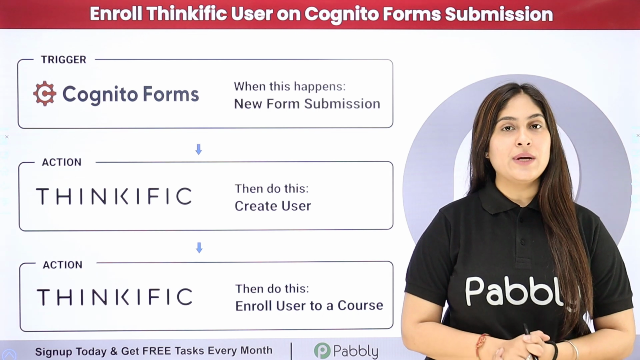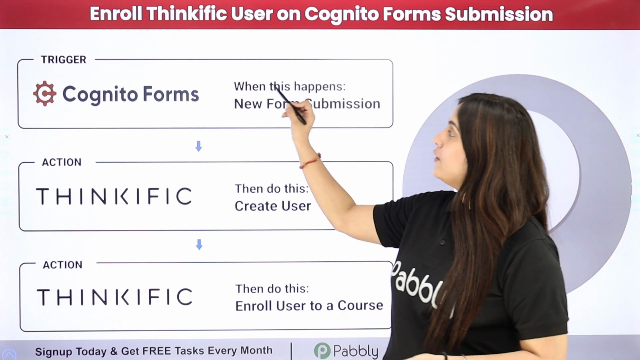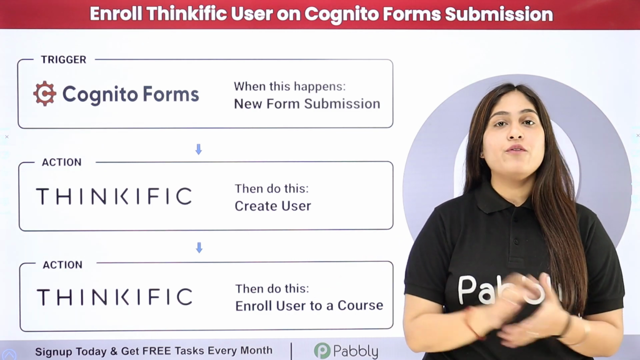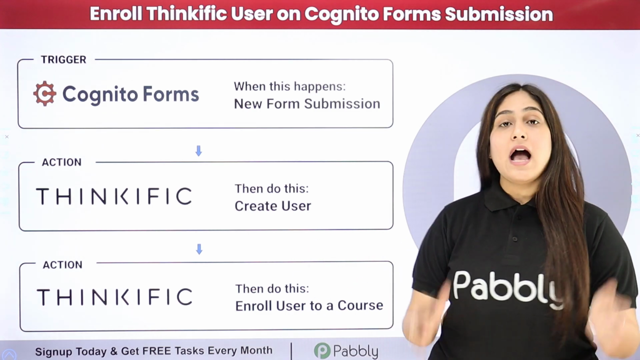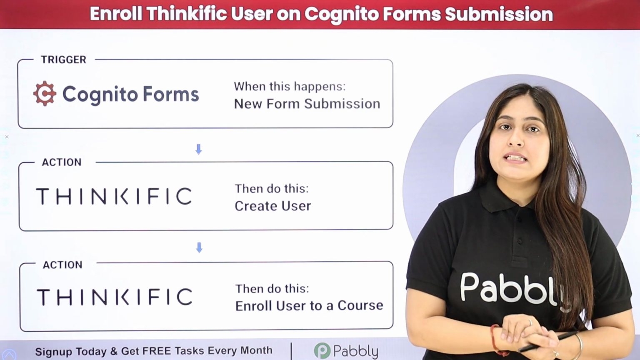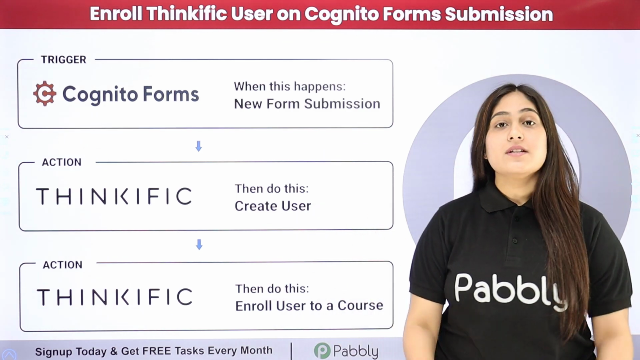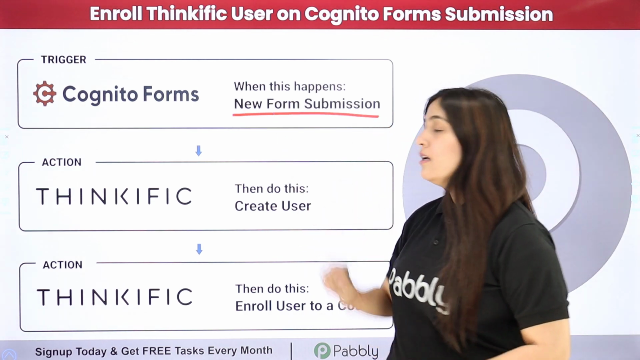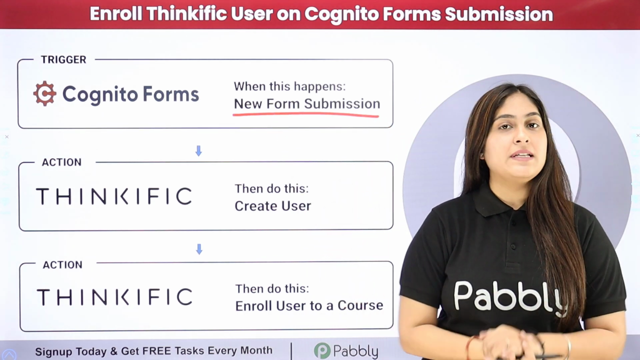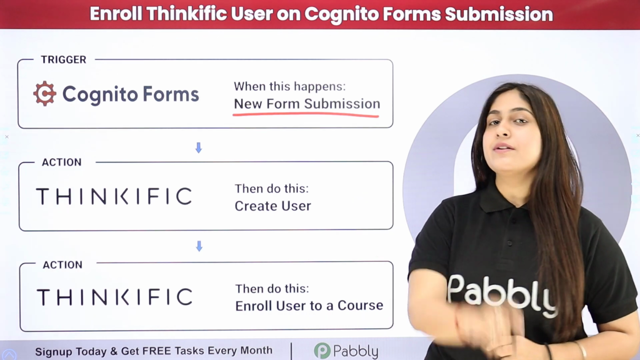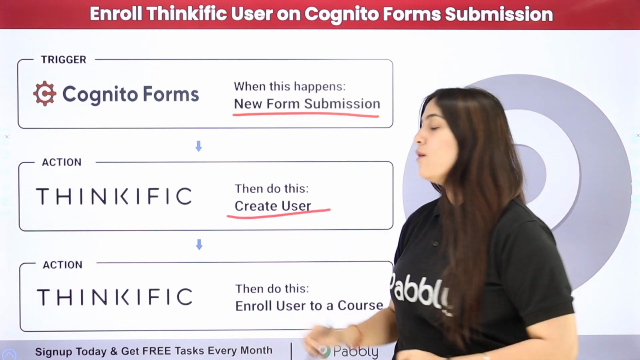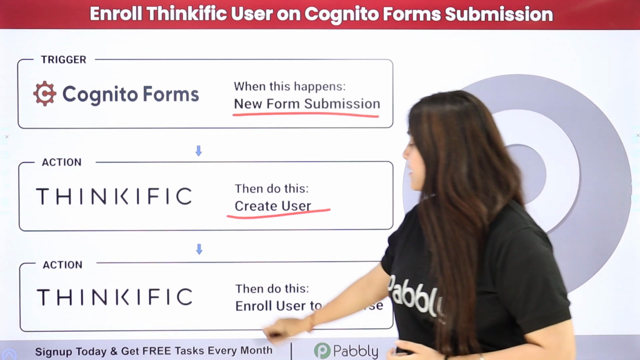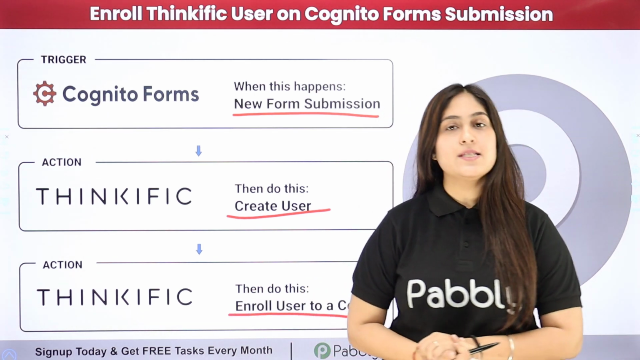In this video, we are going to understand how to enroll Thinkific users on Cognito Forms submission. So here I am offering an online course on Thinkific, and I am receiving registrations for the same through my Cognito Forms. My objective is that whenever I receive a new form submission, the person who has made the form submission should automatically be created as a new user in my Thinkific account, and after that, that user should automatically be enrolled in a specific course in my Thinkific account as well.